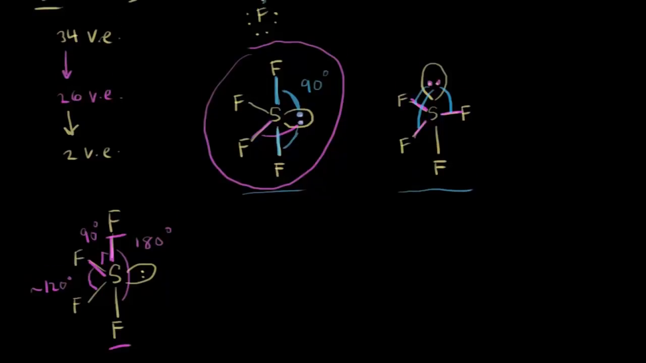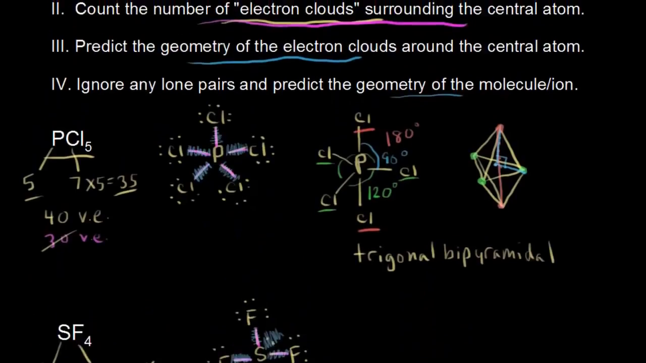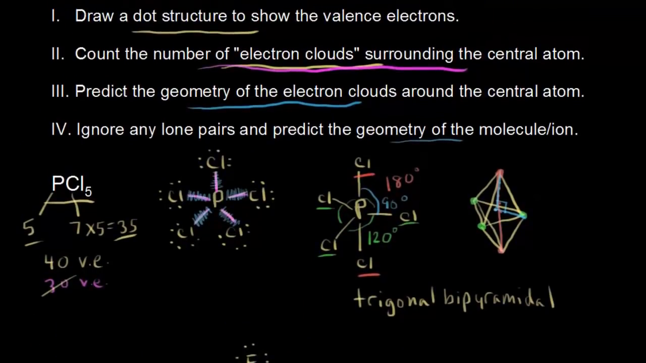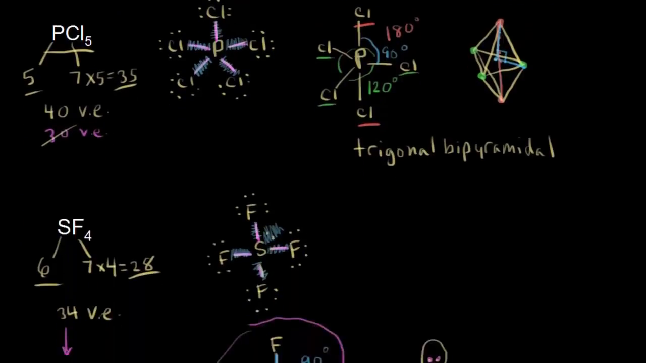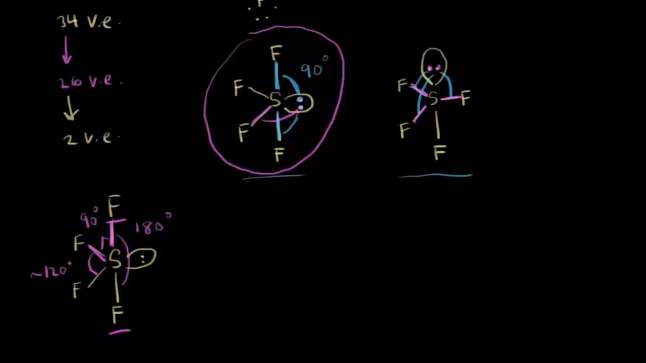So let's go back up here and look at our rules really fast. All right, so we've done a lot of work to predict the geometry of the electron clouds around the central atom and draw it. And finally, we get to predict the shape of the molecule, and we do that by ignoring any lone pairs. And so let's go ahead and do that. So we're going to ignore the lone pair of electrons on the sulfur when we're talking about the shape. So if we ignore the lone pair and we actually turn this molecule on its side, so let's go ahead and do that. We're going to put our sulfur here.